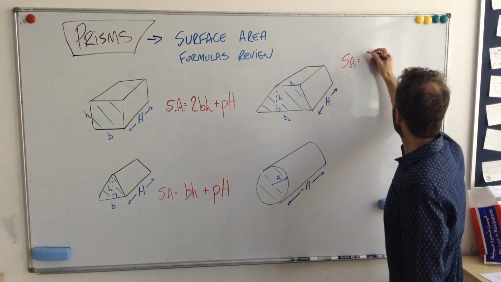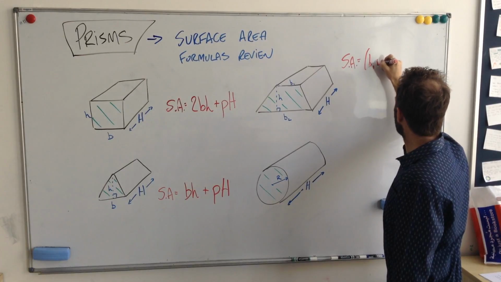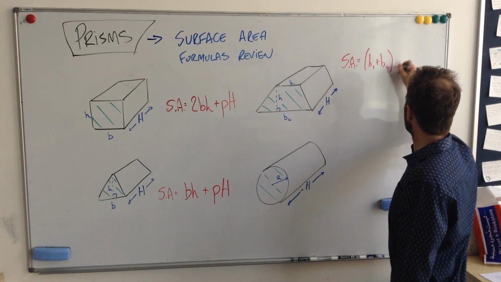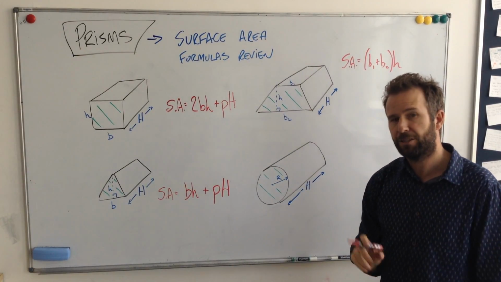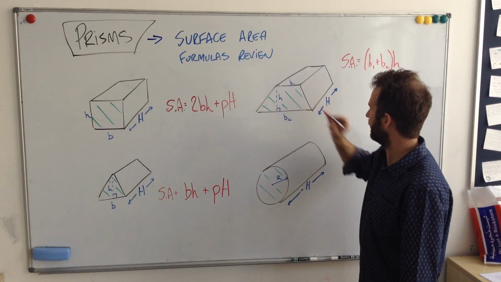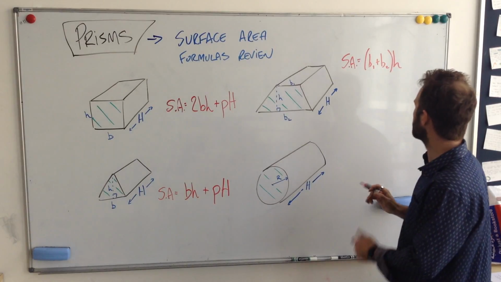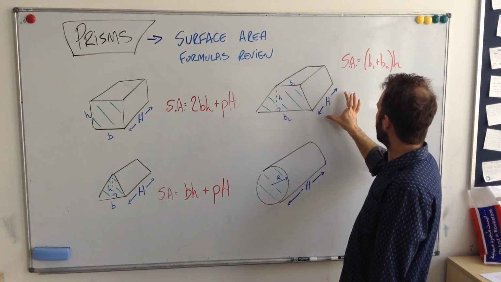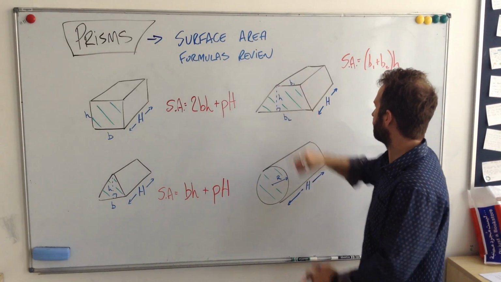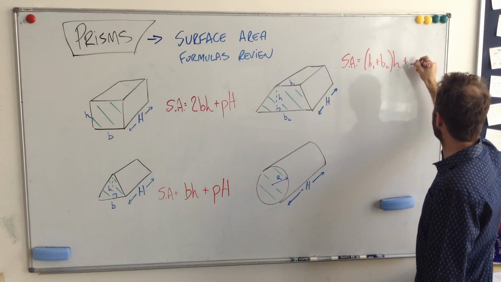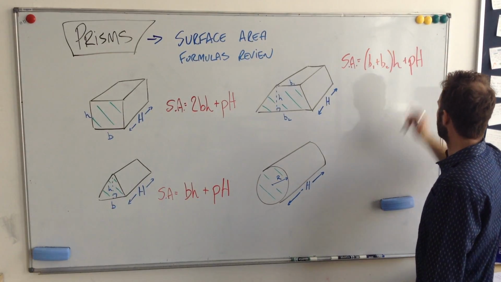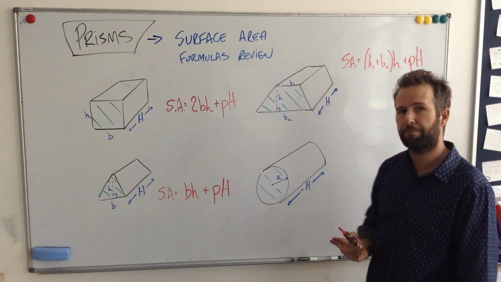So in the end, we have base 1 plus base 2 multiplied by h, little h that is, to give us those 2 areas of the trapezoid bases. Then we have our big H multiplied by the perimeter. So in the end, this is your trapezoidal prism formula.